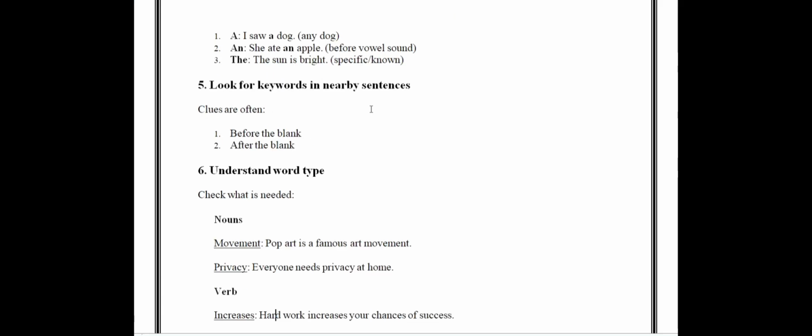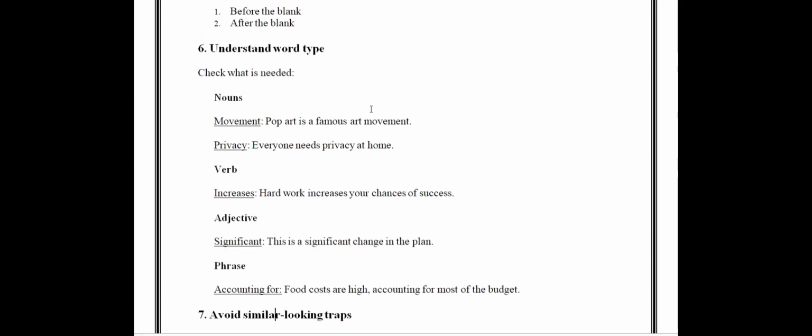Option 6. Understand the word type. Check what is needed, whether it is a noun. For example, if we have the words movement and privacy: pop art is a famous art dash. So it is famous art movement. Similarly, everyone needs privacy at home. What is that abstract noun they require? So it is privacy. Focus on the verbs, like the word increases: hard work dash your chances of success. So, hard work increases.